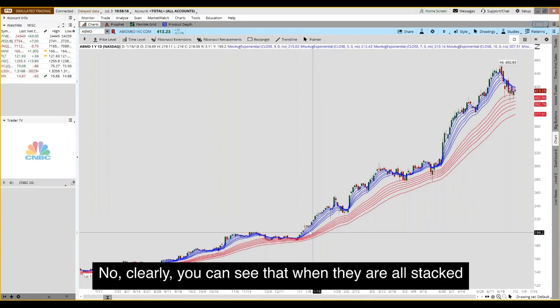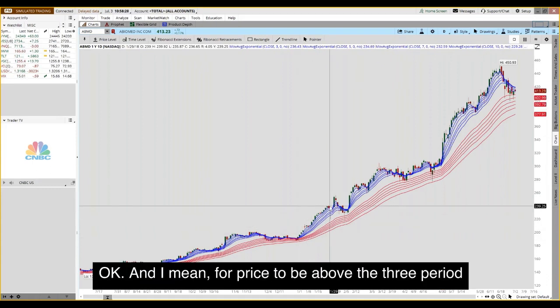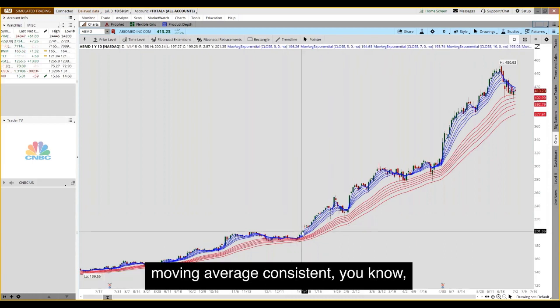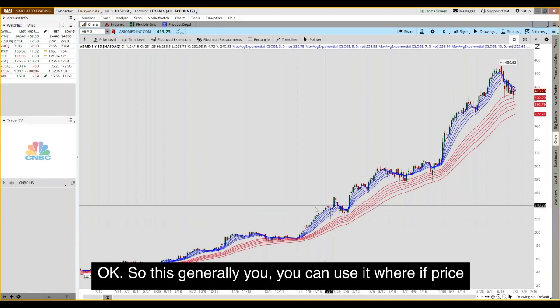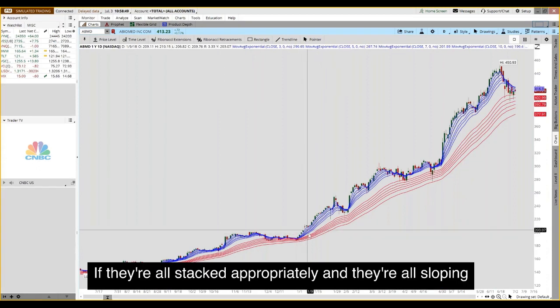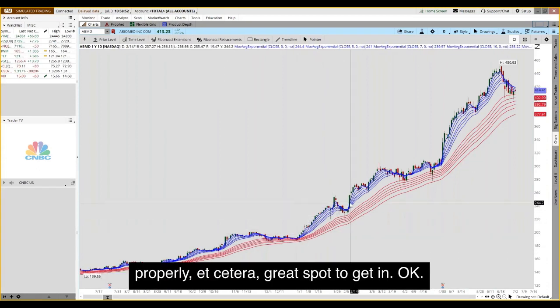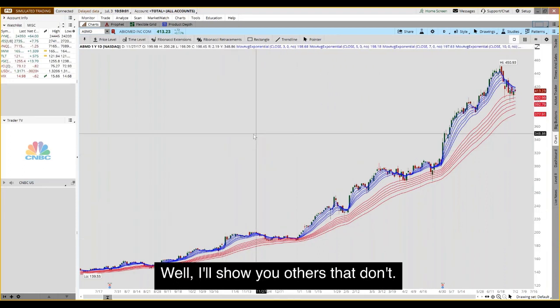Clearly, when they are all stacked appropriately and both sloping higher, we have a very, very strong trend. For price to be above the 3-period moving average consistently, there's a lot of momentum there. Generally, if price dips into the moving averages and then pops back out, and they're all stacked appropriately and sloping properly, it's a great spot to get in. This is a daily chart on a stock that trends well. I'll show you others that don't.